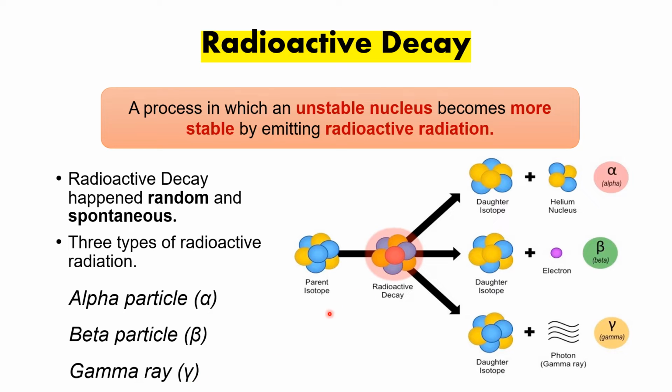As you can see in this diagram, this is a parent isotope or unstable nucleus. This unstable nucleus will undergo radioactive decay to produce daughter isotope or daughter nucleus which is more stable. And as you can see, there are three radiations that it emits, which are alpha particle, beta particle, and gamma ray.